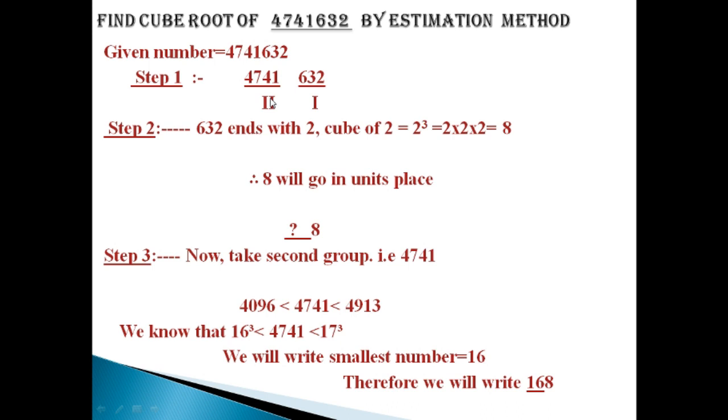Now, second step, take this number 632. In this question, this number also ends with 2. What we will do now? We will find the cube of 2. See here, 2 multiply 2 multiply 2, which is equal to 8. Now 8 will go in unit place. Same here, whatever our answer will be, we will write 8 here at unit place.